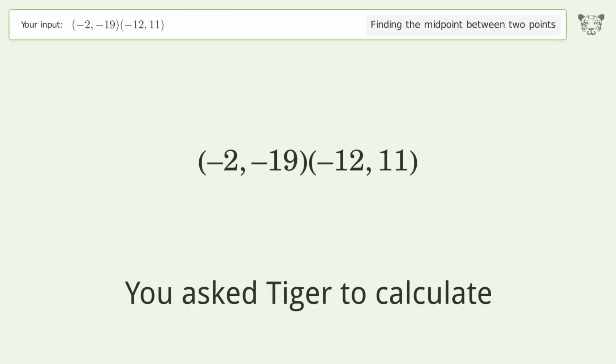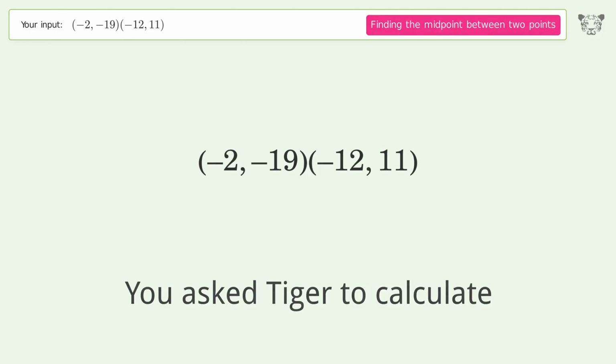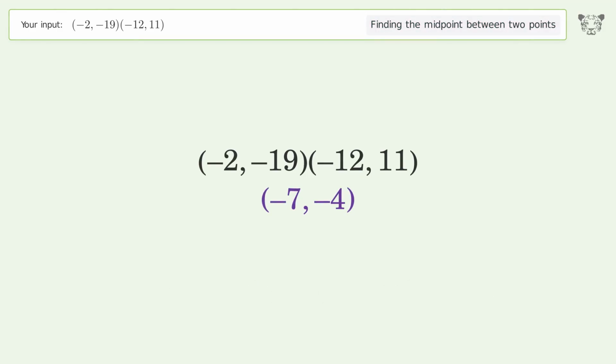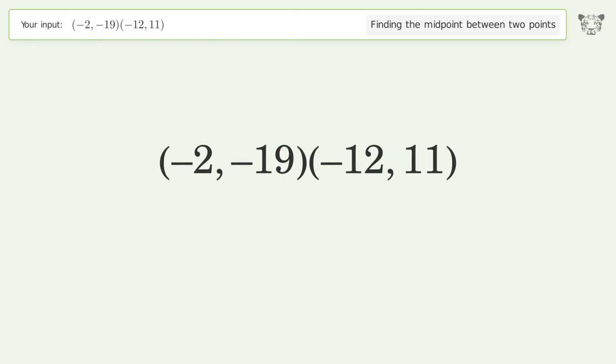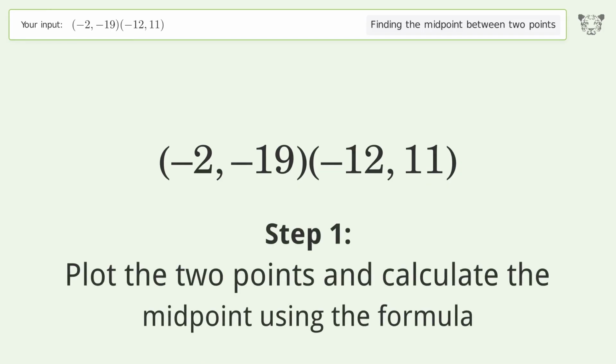You ask Tiger to calculate. This deals with finding the midpoint between 2 points. The midpoint between the 2 points is -7, -4. Let's solve it step by step. Plot the 2 points and calculate the midpoint using the formula.